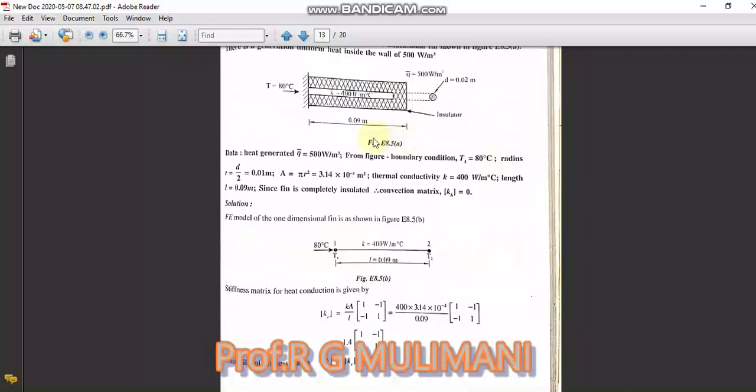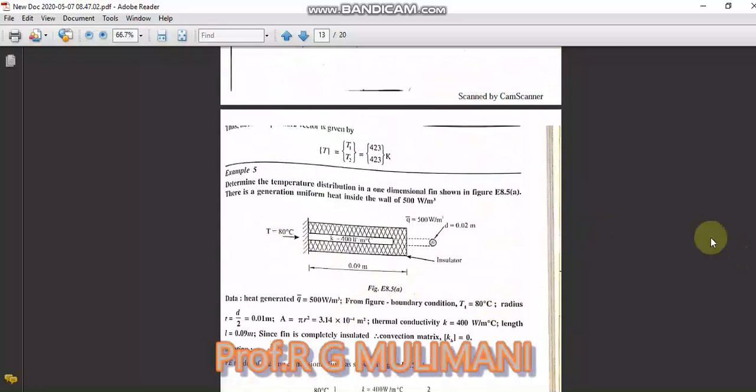Let us consider it as one element. You find the conduction matrix. As there is no convection value given here, let us see, is there any convection heat transfer coefficient? It is not a hollow section, it is insulated. Inside this white colored part is the body, and this is the insulation. So area is pi by 4 d square, with diameter 0.02 squared.